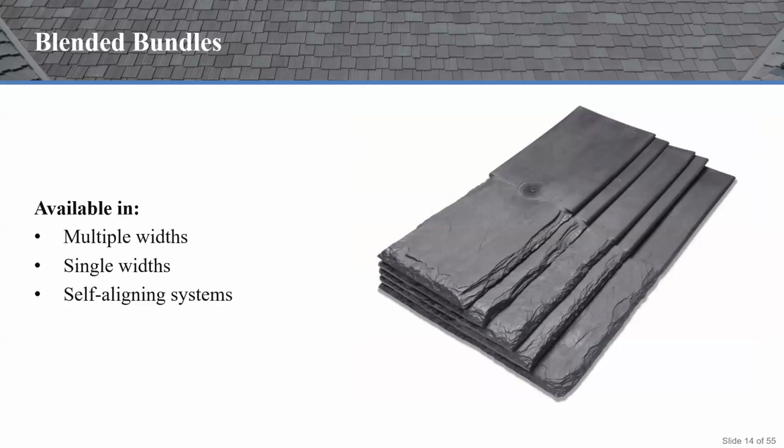Blended bundles, and what I mean by blended bundles is, we talked a little bit about color. Ideally you would have your bundles pre-blended on site. We also do that with size. So you want to look at a composite manufacturer that's going to blend multi-width systems all together in bundles. That's going to make it as easy as possible for the installers. Okay. Blended bundles are going to be available for multi-width, single-width systems, and then self-aligning systems as well. Okay.